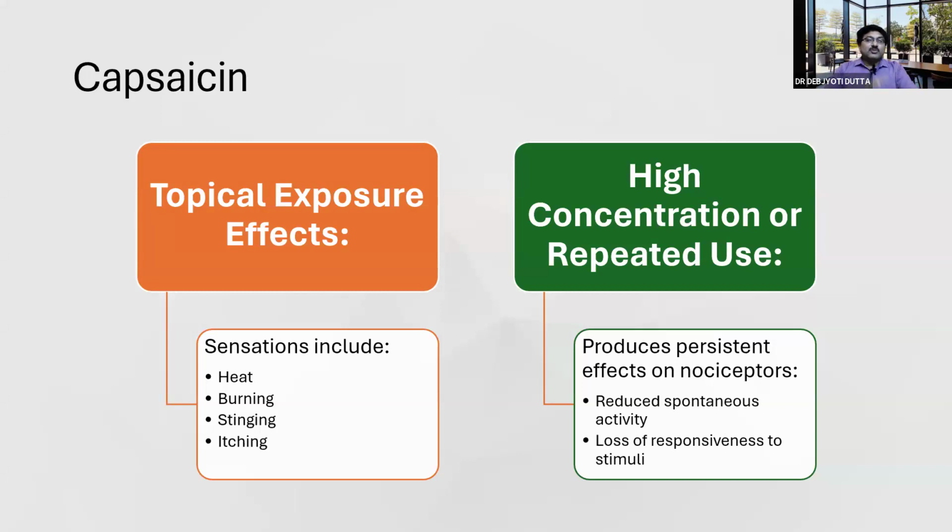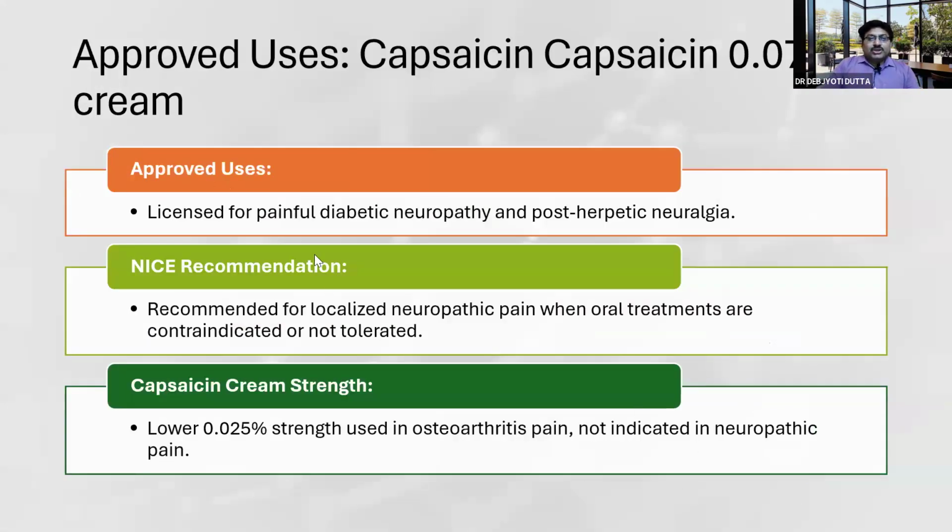That is why it is most commonly used in a lot of preparations like pain ointments. It is also approved for use in painful diabetic neuropathy and post-herpetic neuralgia, recommended for localized neuropathic pain when oral treatments are contraindicated or not tolerated. Strengths of 0.025 to 0.075% are used for osteoarthritic pain, but not indicated for neuropathic pain.